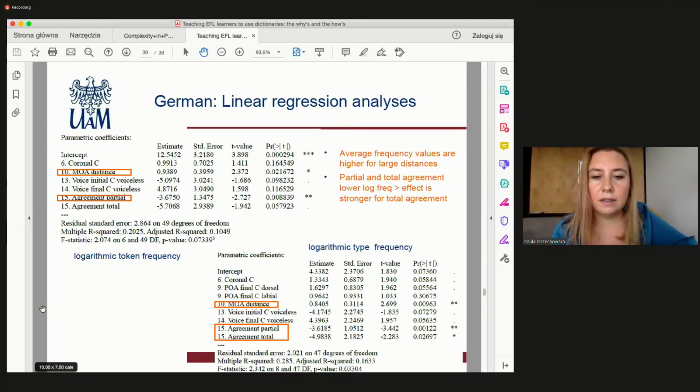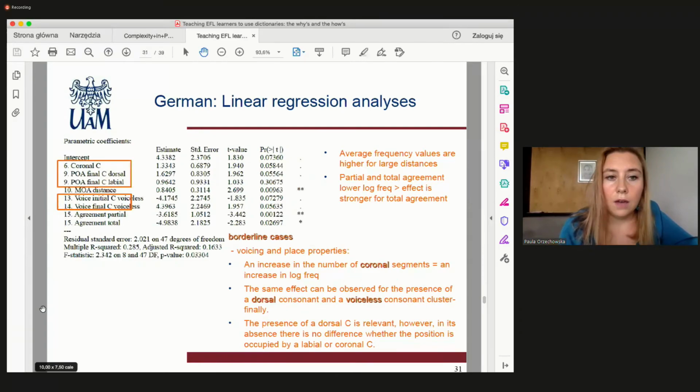And when you look at the bottom picture of logarithmic type frequencies, here we get very similar results. So types and tokens correspond to each other. So these are manner distances and voicing which play a role. Okay, so there are some borderline cases which you can see with coronality, dorsality, labiality, which are also important here. But there's too little time to elaborate on it, I think.